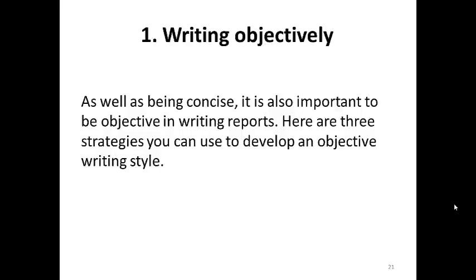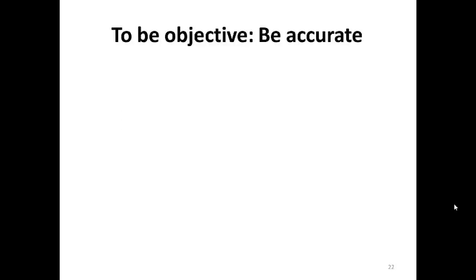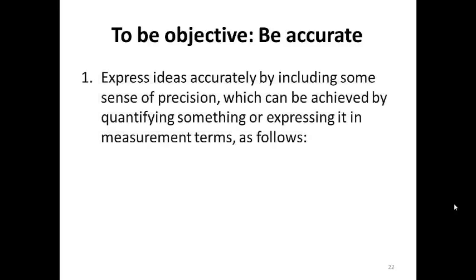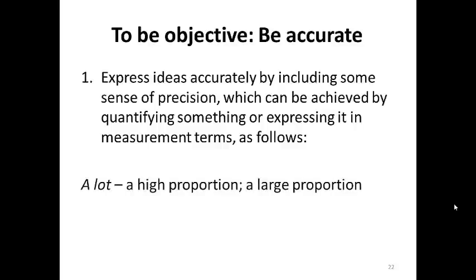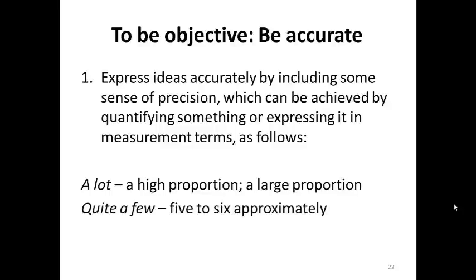Now, writing objectively. So as well as being concise, it is also important to be objective in writing reports. Here are some strategies you can use to develop an objective writing style. First of all, to be objective, you should be accurate. Express ideas accurately by including some sense of precision, which can be achieved by quantifying something or expressing it in measurement terms, such as, instead of using a lot, say a high proportion or a large proportion. Instead of saying quite a few, 5 to 6 approximately. And instead of saying a long time, state exactly how long of a time, for instance, 3 hours.